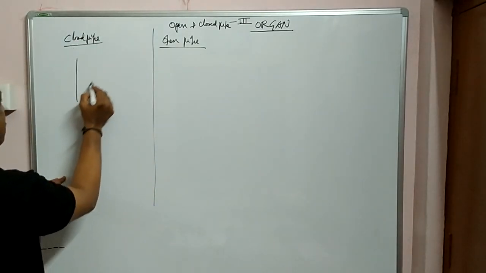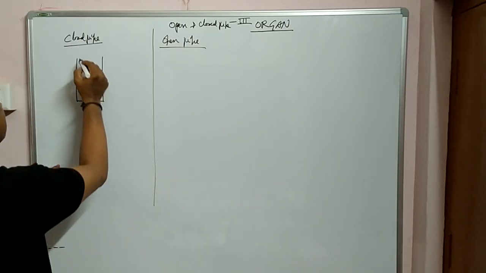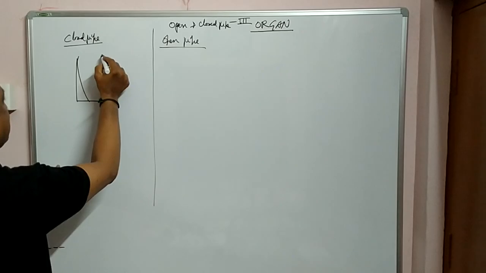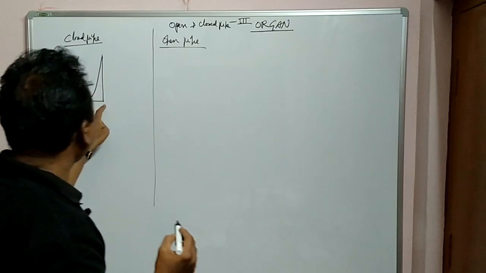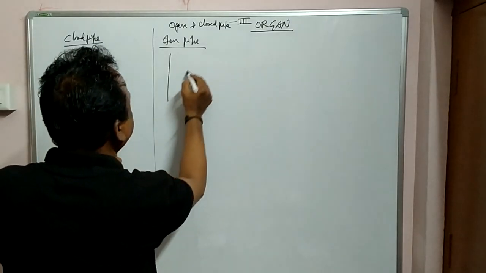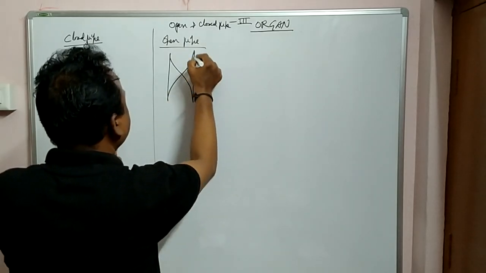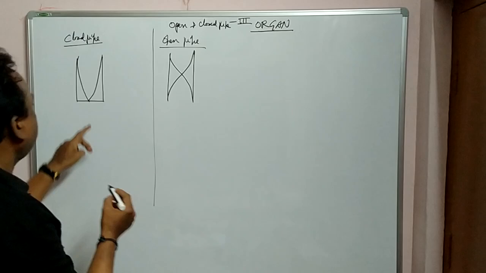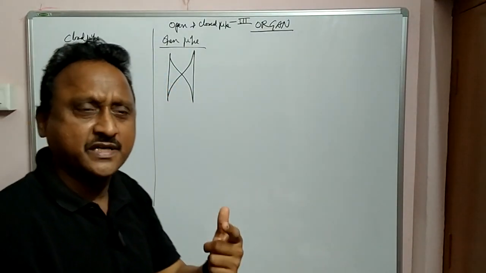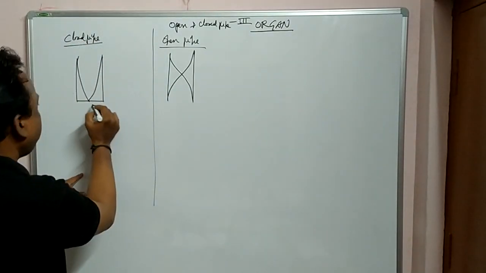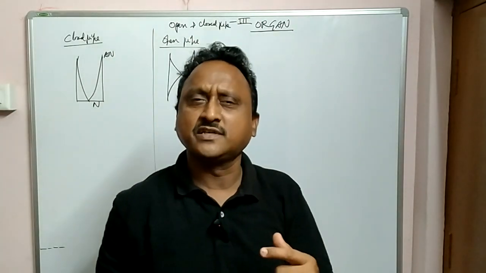See, closed pipe, strictly speaking, one end is closed and the other end is open. One end is closed, other end is open. This is called a closed pipe. In the same way, in an open pipe, both the sides are open. And make a note, in a closed pipe, when you are performing the experiments with a tuning fork, the closed end always forms a node and the open end always forms an antinode. Closed end always forms a node.